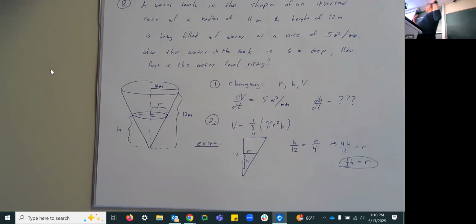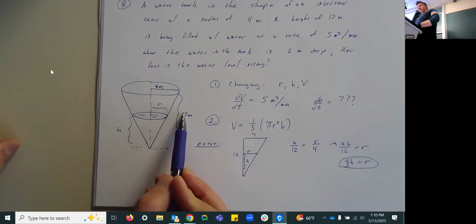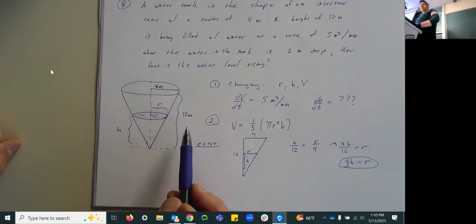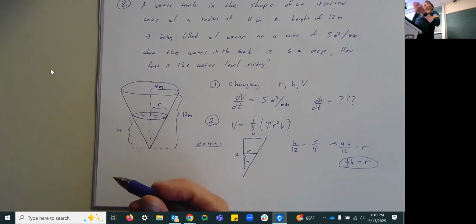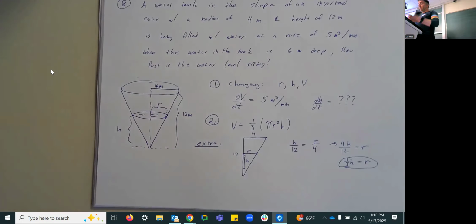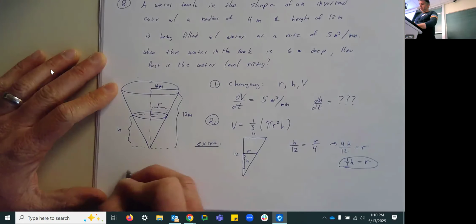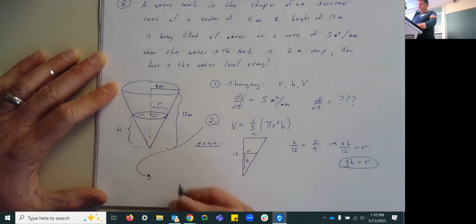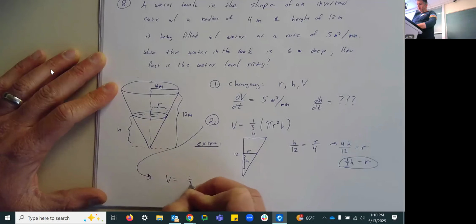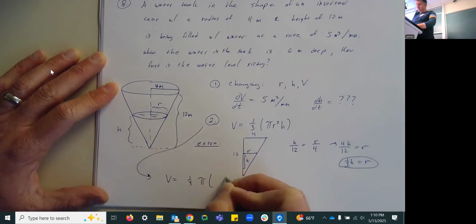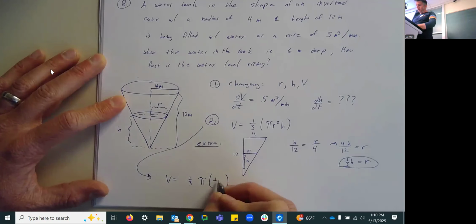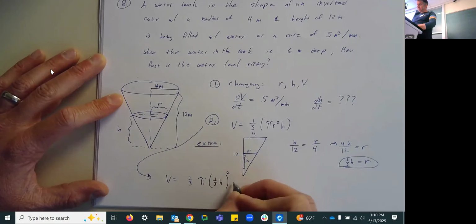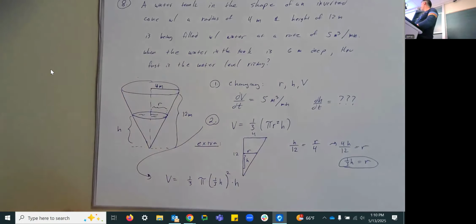In a different cone, it'd be a different proportion, but it would still be a constant throughout filling it up. So if you're doing a problem like this, you can just look and say, okay, the radius to the height is 4 to 12, or 1 to 3. So the radius is 1/3 of the height, or 4/12 of the height. So then our new equation is going to be the volume equal to 1/3 times pi times the radius replaced with 1/3 the height, squared, and times the height again. And then simplify that.